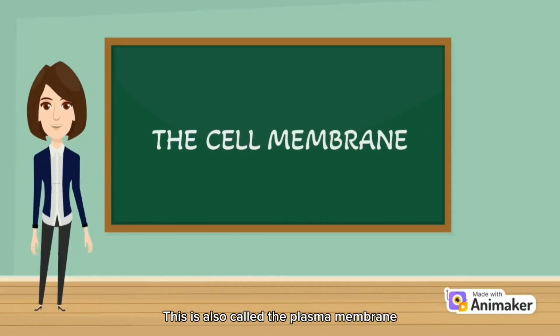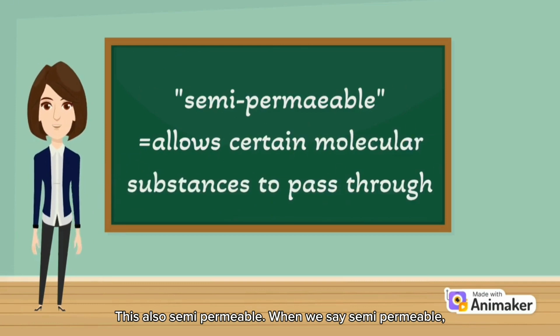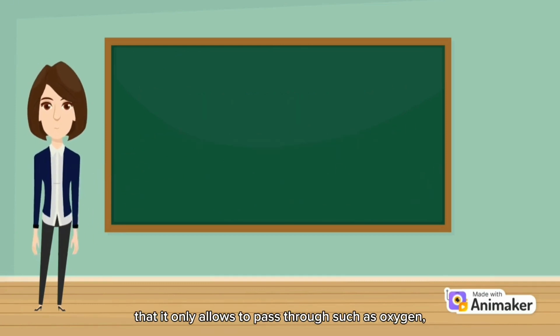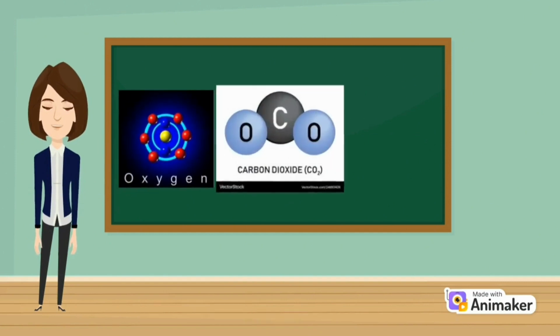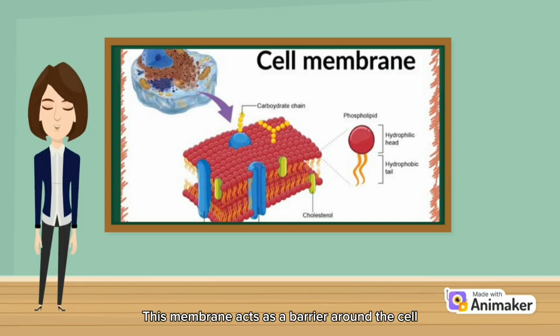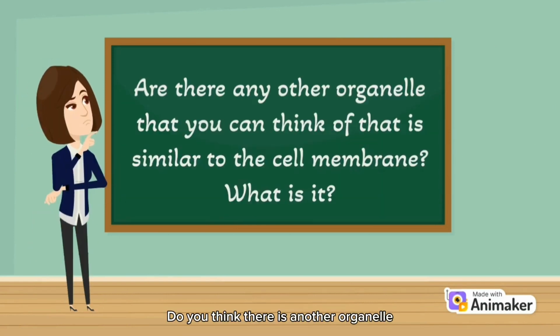It is also called the plasma membrane, and it is made up of phospholipid bilayer that covers the entire cell. It is also semi-permeable. When we say semi-permeable, this means that there are specific things that it only allows to pass through, such as oxygen, carbon dioxide, and protein. This membrane acts as a barrier around the cell and regulates passage of certain substances in and out of the cell.